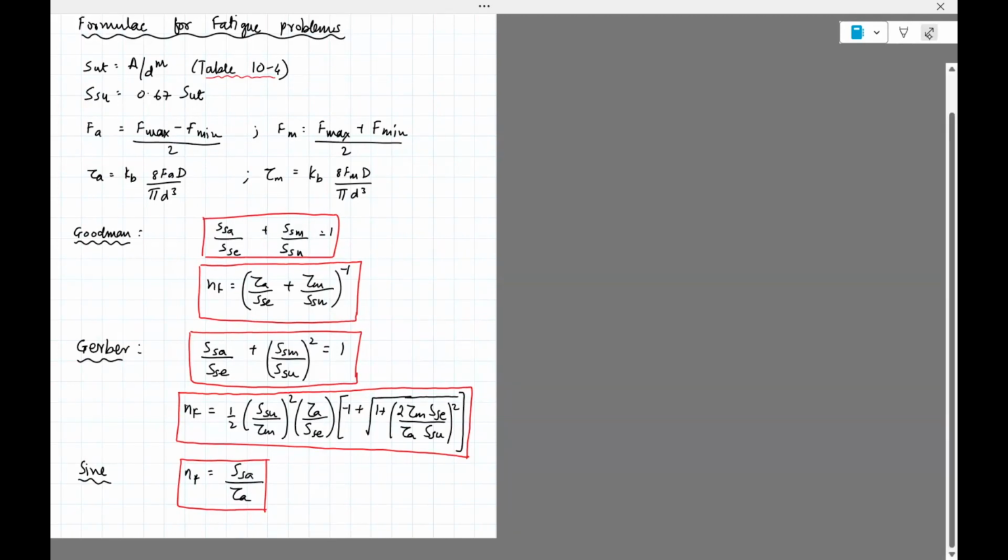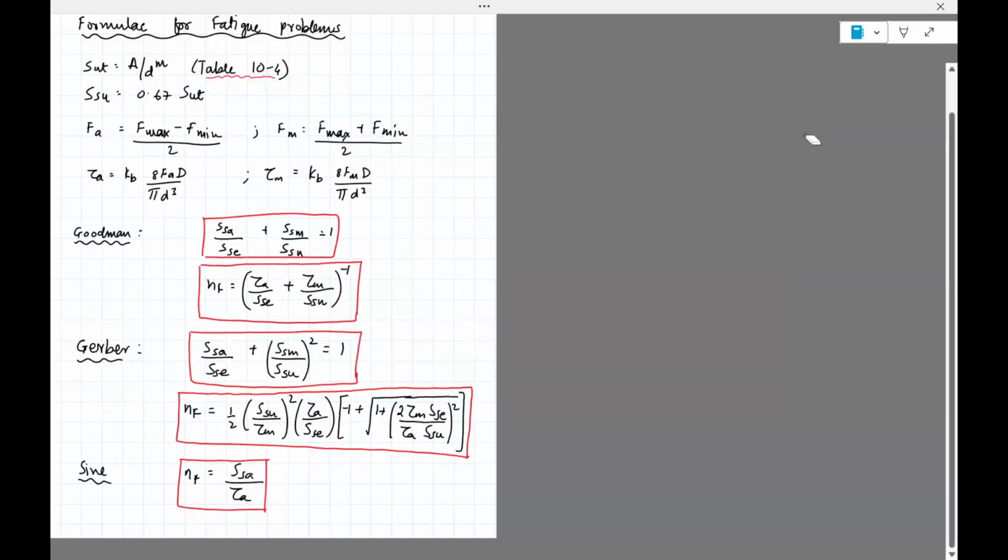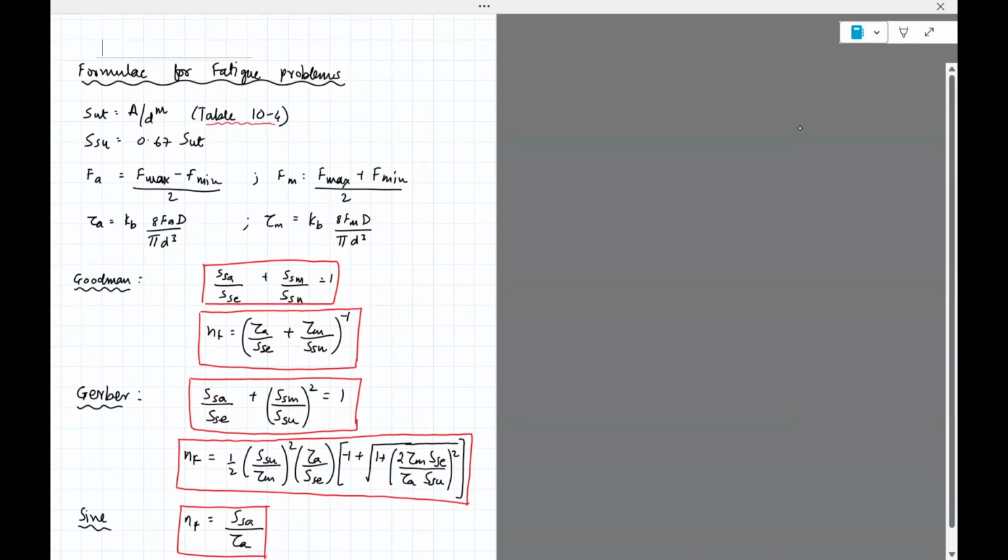This is something which I have in the previous class notes, but this is basically a table which, given the material, given the ASTM number, you can compute M and A. And once you have M and A, you should just use the diameter to compute the ultimate strength. So that's one. The second thing is SSU is always 0.67 SUT. This is from the shafts chapter. FA and FM are basically the amplitude of the force FA and mean force FM. So that comes from F max, F min.